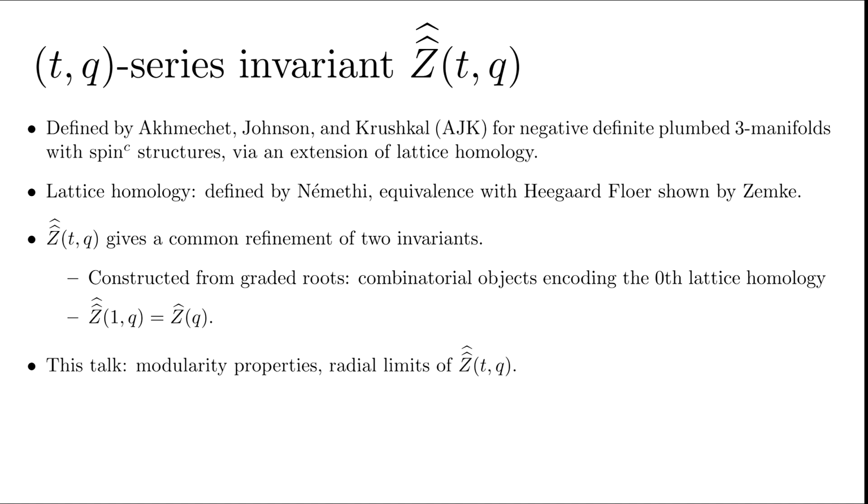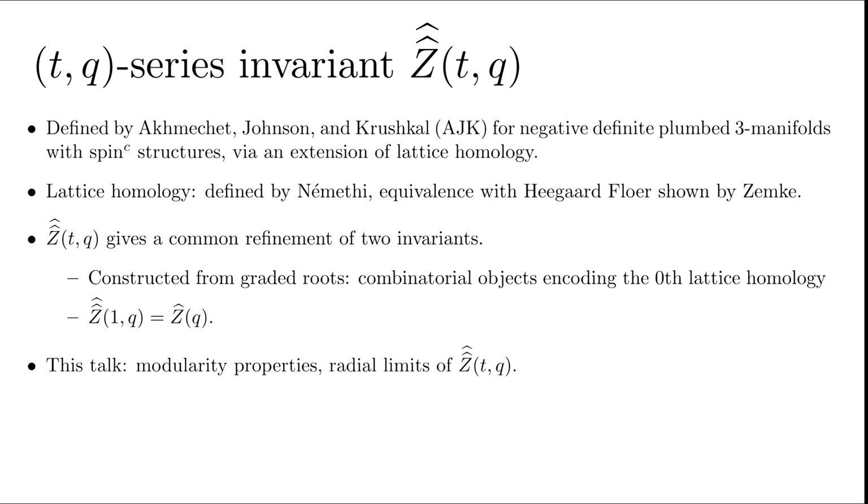So this is the two-variable series invariant, Z-hat-hat, that I mentioned earlier, of Akhmechet, Johnson, and Krushkal. I'll sometimes abbreviate that as AJK. This is for negative definite plumbed 3-manifolds with spin C structures like before, and they define it using lattice homology. This is a theory defined by Némethi, and its equivalence in a certain sense with Heegaard Floer was shown by Zemke. In lattice homology, there's a combinatorial object called a graded root, which encodes the 0th lattice homology.